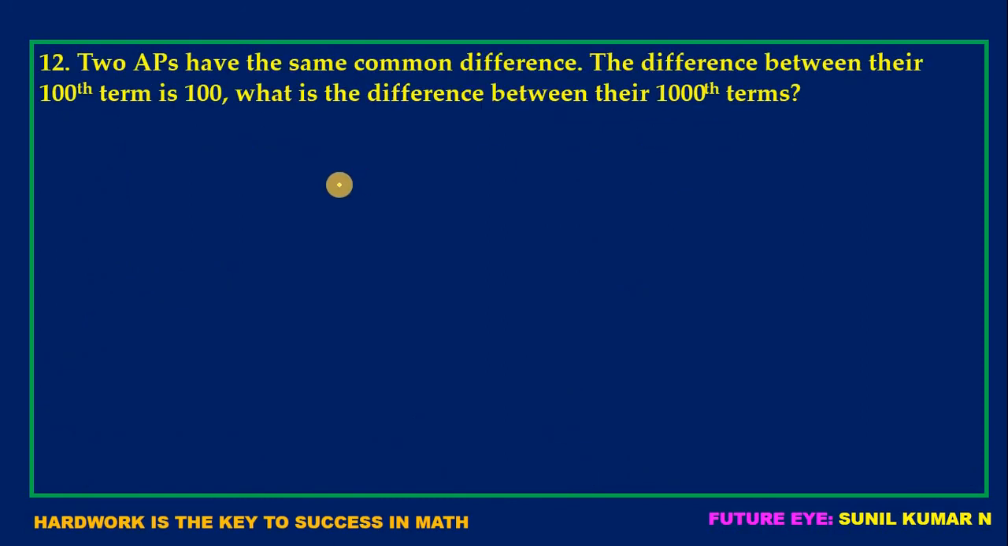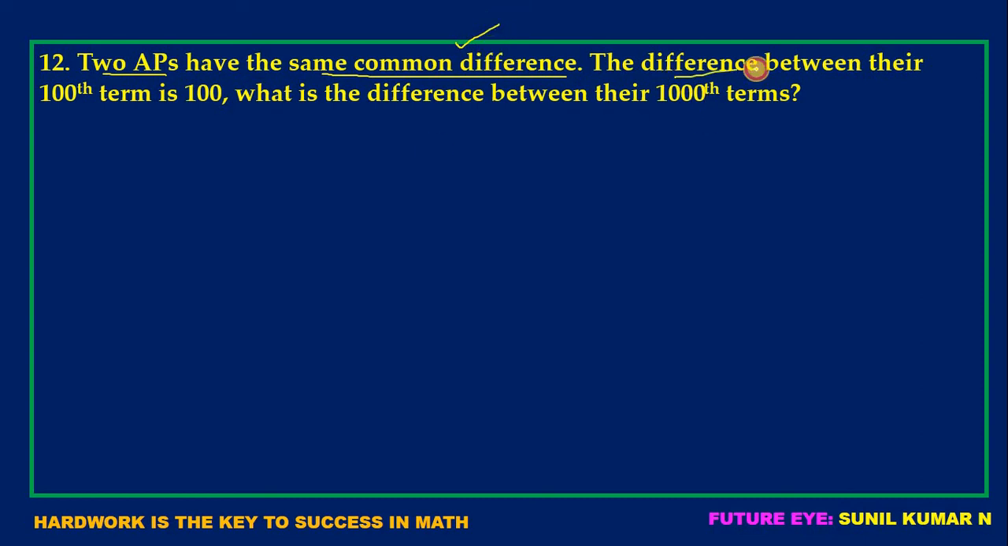Next, let us move on to another problem, children. That is the last problem of this video, and this is a very nice question. So understanding is very important. Two APs have the same common difference. See here, they are talking about two APs, and in both the APs the common difference is the same. For example, the first AP is 2, 4, 6, which means the common difference is 2. The second AP is 3, 5, 7, there also the common difference is 2. So just like that you have to understand.